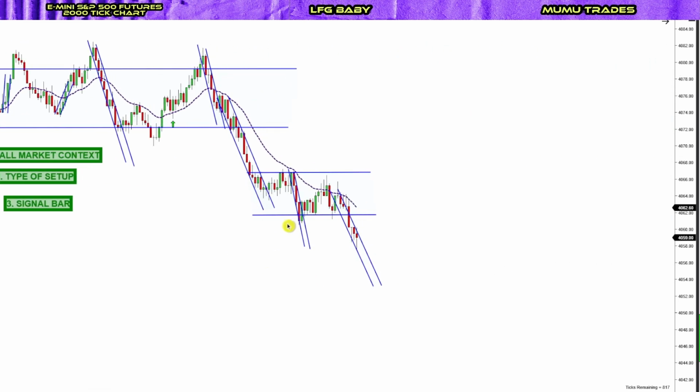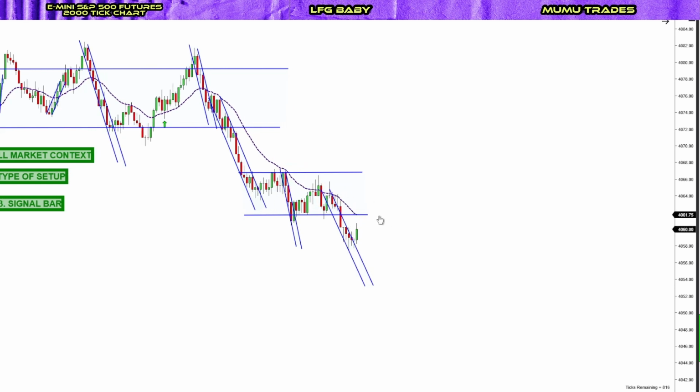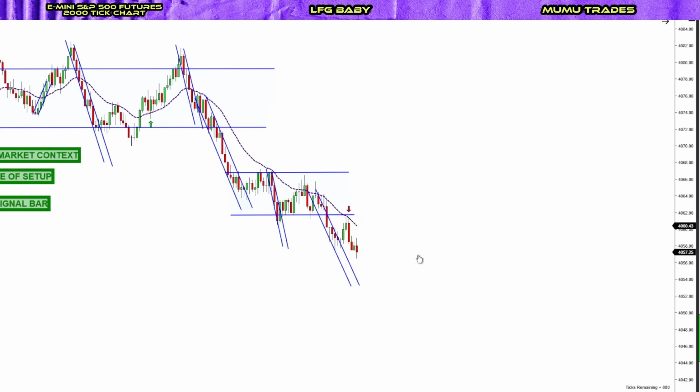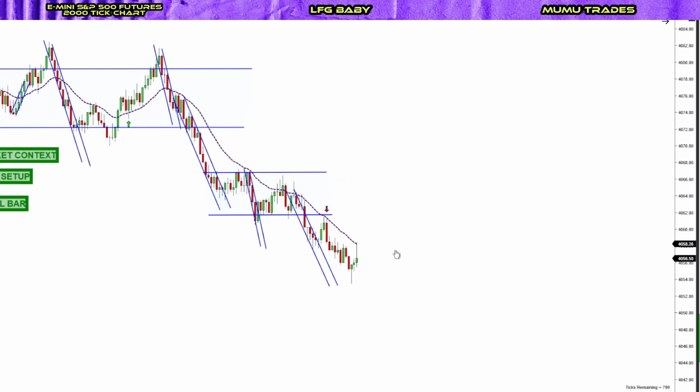So now what's happening here? We're going down. We're getting rejected by the EMA several times. We test the EMA again, and we have a second entry short. The likelihood is that we're going to keep going down. So I really like this as a short trade because it's a two-legged pullback. Overall context, we're expecting to go down type of setup. Two-legged pullback, signal bar, very, very bearish. And that's why the trade worked out.